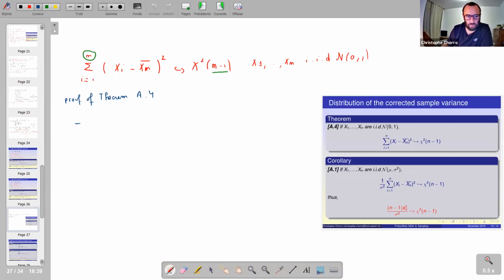So I start from the sum from i equal to 1 to n of Xi squared. I know what is the distribution of this one. This one follows the chi-square of parameter n by definition, because you have the sum of the squares of n independent N(0,1). And we are going to introduce Xn overline in this expression in order to make appear a quantity of interest here.